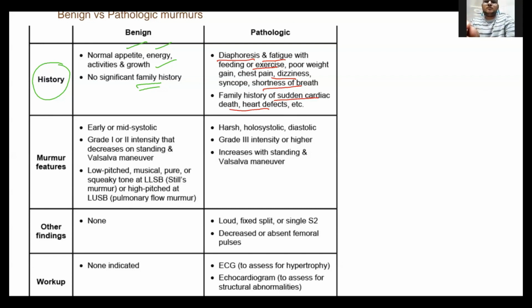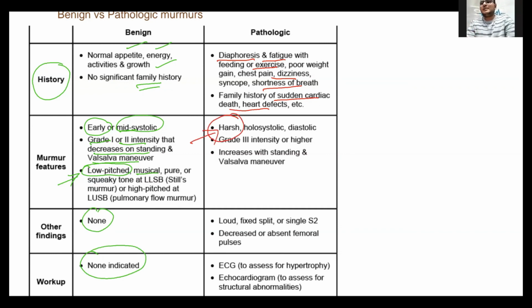What are the benign murmurs? A benign murmur has a characteristic feature: it is an early or mid systolic murmur. We will study what systolic and diastolic murmurs are, but always remember benign murmurs are systolic murmurs. They have grade 1 and grade 2 intensity that decreases on standing and decreases on the Valsalva maneuver. We will study what these maneuvers are. The murmur feature is low pitched in benign murmurs, and they are musical murmurs. What are the findings in a benign murmur? No findings. What workup is needed? No workup.